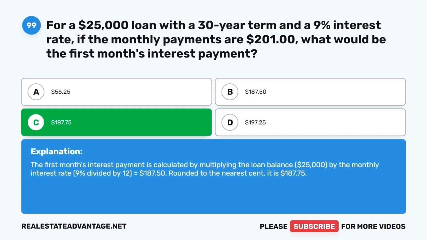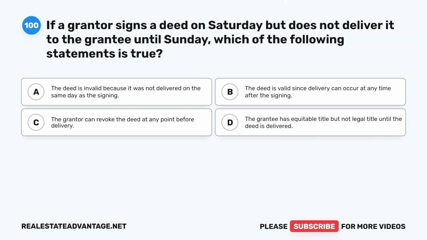$187.75. The first month's interest payment is calculated by multiplying the loan balance, $25,000, by the monthly interest rate, 9% divided by 12, which equals $187.50. Rounded to the nearest cent, it is $187.75.